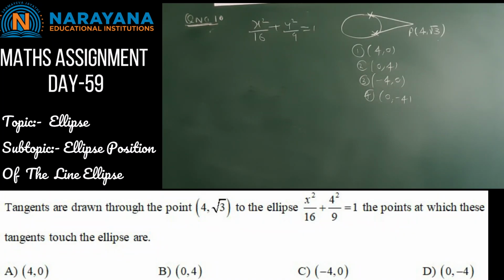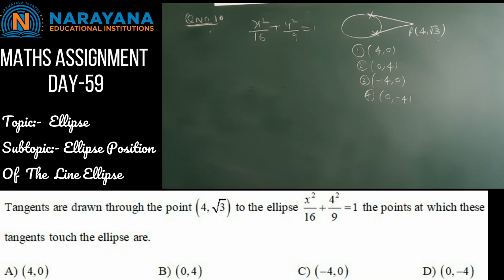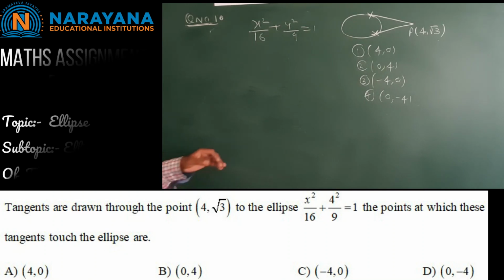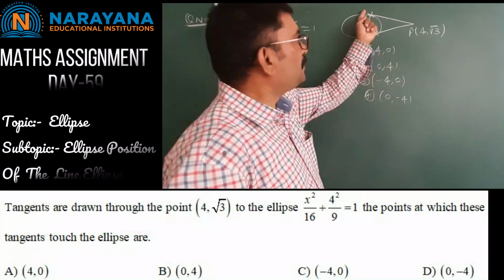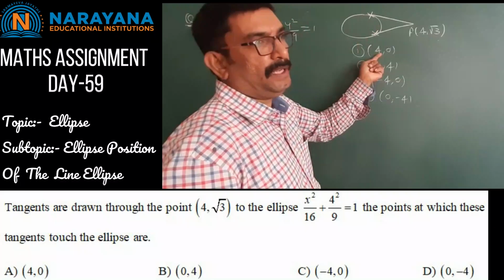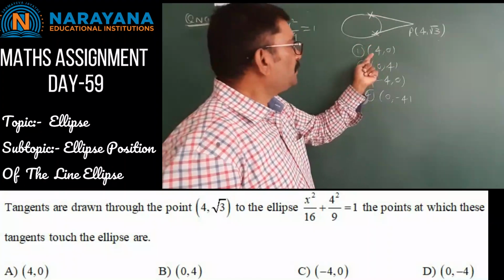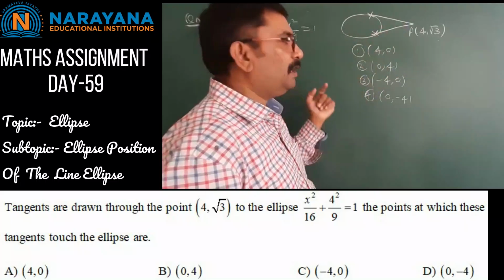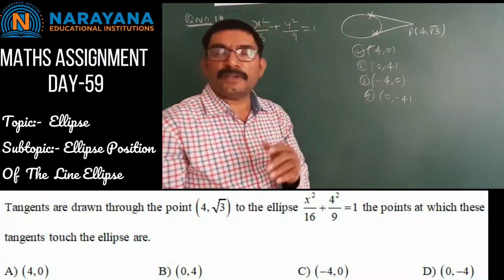Question number 10. The tangents are drawn through the point (4, root 3) to the ellipse x square by 16 plus y square by 9. The points at which these tangents touch the ellipse: the very first method is, the points where the tangents are touching the ellipse must satisfy both the tangent as well as the ellipse, because this point lies on the tangent as well as the ellipse. Take the options and keep on verifying with the ellipse. That gives the required answer.